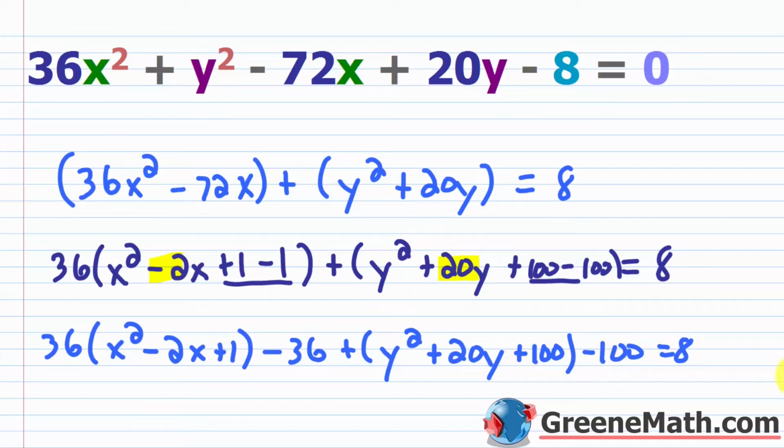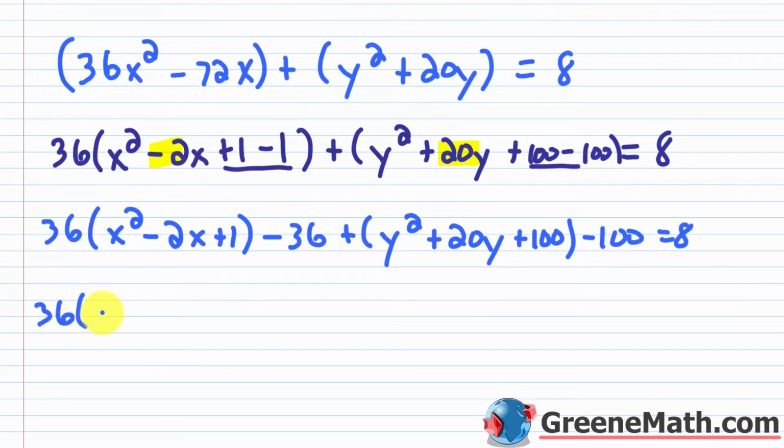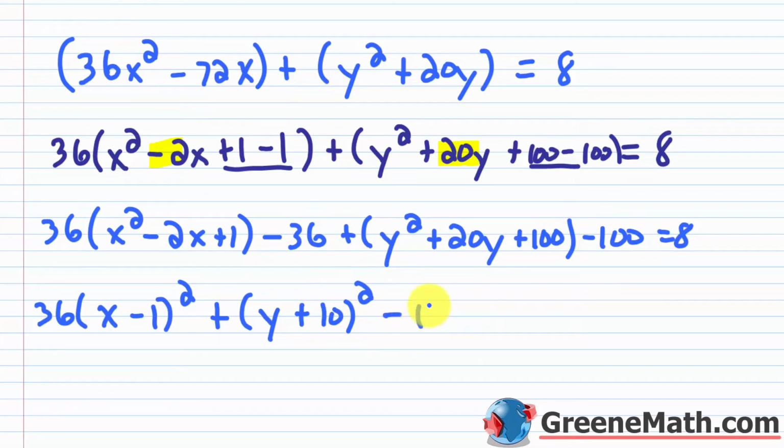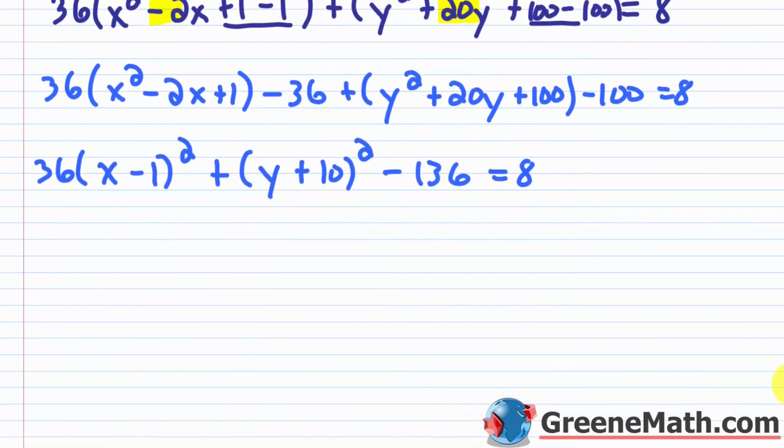So let me scroll down a little bit, and we'll rewrite this and say we have 36 times the quantity x squared. Or actually, let me just go ahead and factor this. This is x minus 1 quantity squared. And then I'm going to skip this for now. I'll get to it in a second. I'm going to say plus, you've got y plus 10 quantity squared. And then negative 36, again, minus 100 is minus 136. This equals 8. And let me scroll down a little bit.